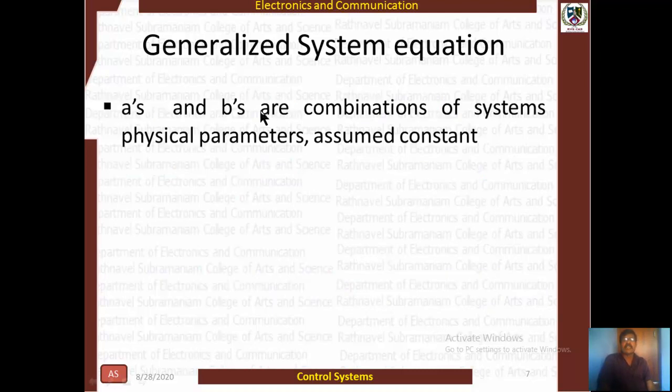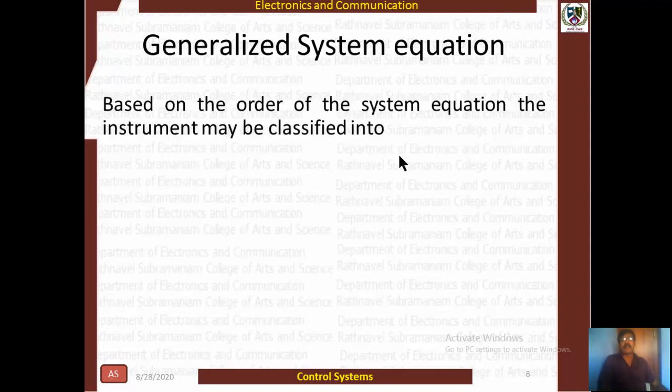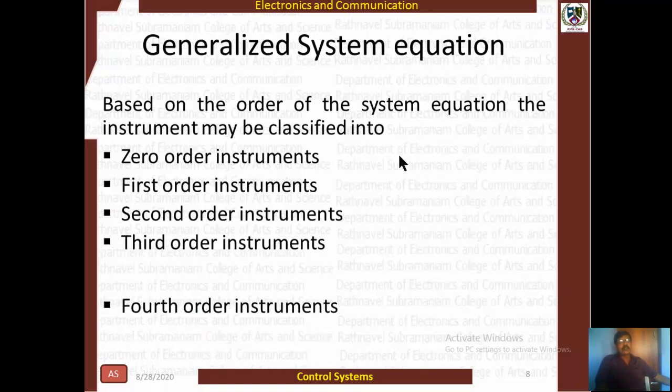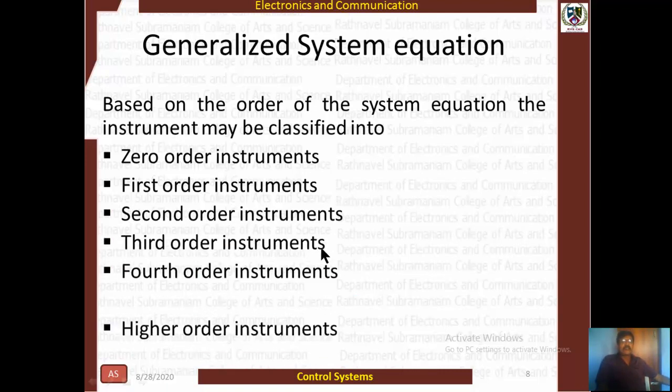In this equation, A's and B's are combinations of system physical parameters and are assumed to be constant. Based on the order of the system equation, the instrument may be classified into zero order instrument, first order instrument, second order instrument, third order, fourth order. The third, fourth and all other order instruments are collectively called higher order instruments. So in this session, we will look into zero order, first order and second order instruments.